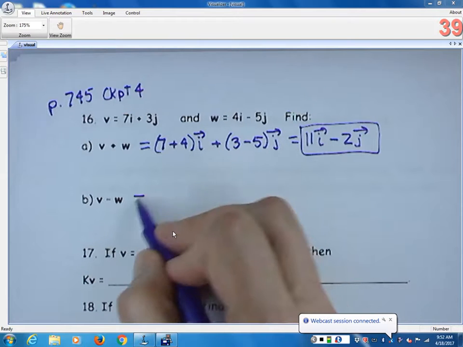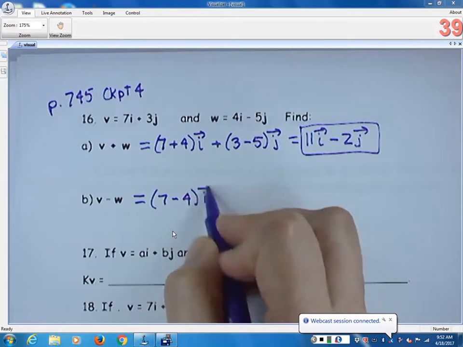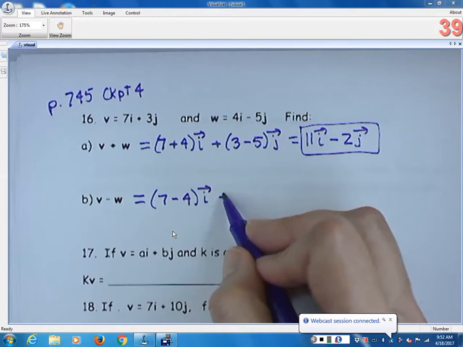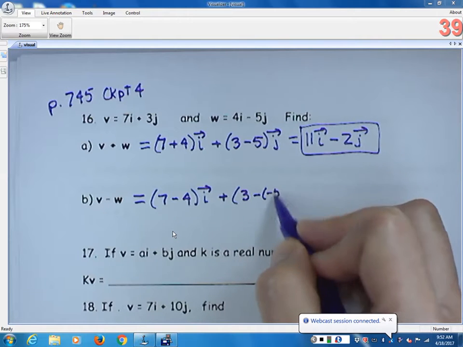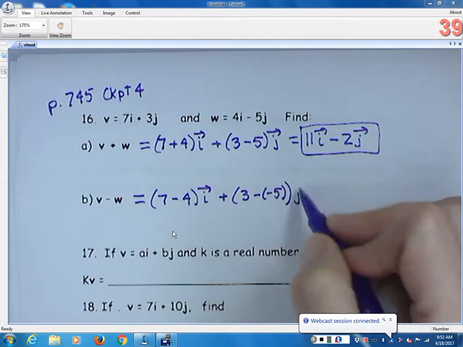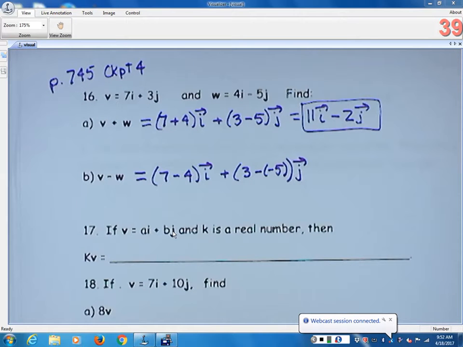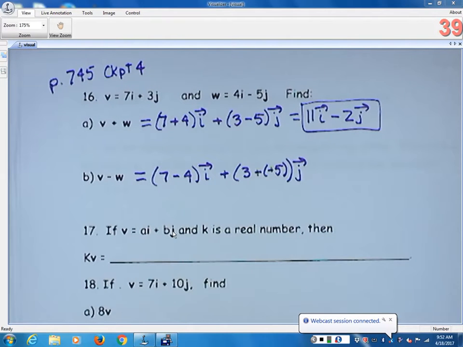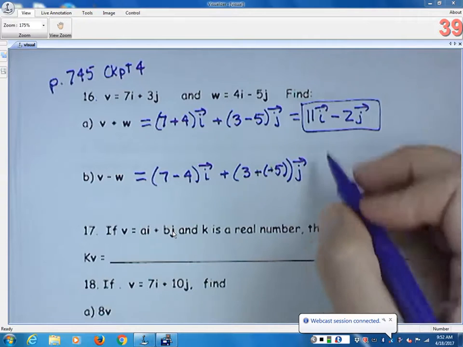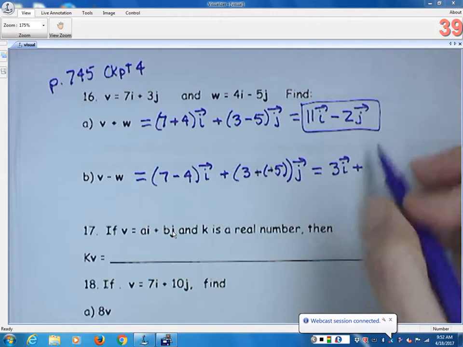Subtracting those, you're going to take 7 minus 4I plus 3 minus a negative 5J. Change these signs. You get 3I plus 8J.